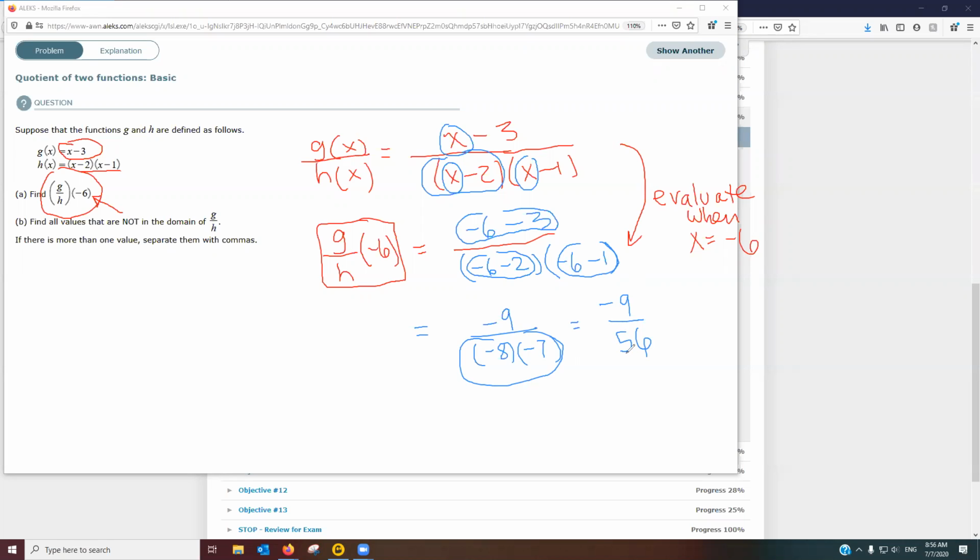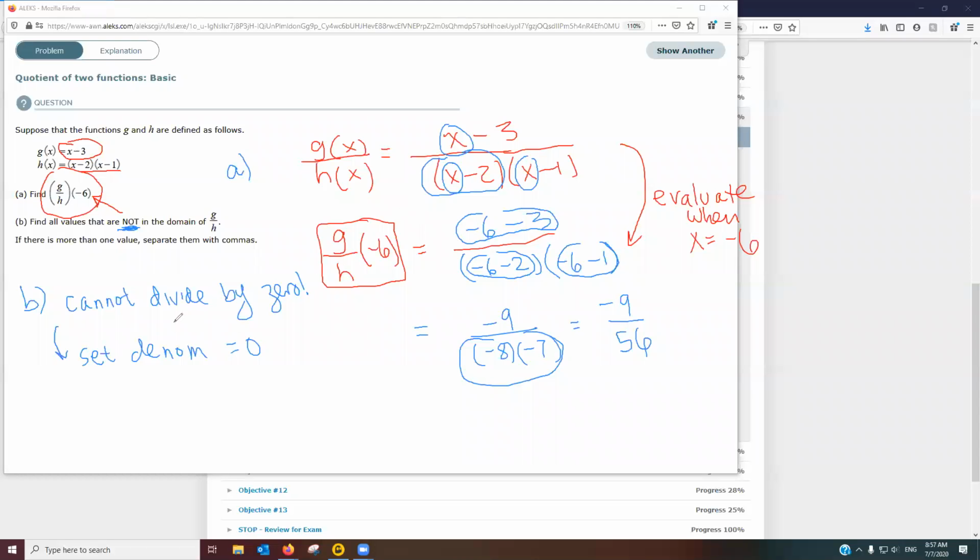All right, let me go to part B. Part B says, find all values that are not in the domain. Well, for not in the domain, keep in mind that you cannot divide by 0. So I cannot let x be any value that would result in a 0. So to figure this out, I'm going to set the denominator equal to 0. And that's going to tell me what values I should exclude from the domain.